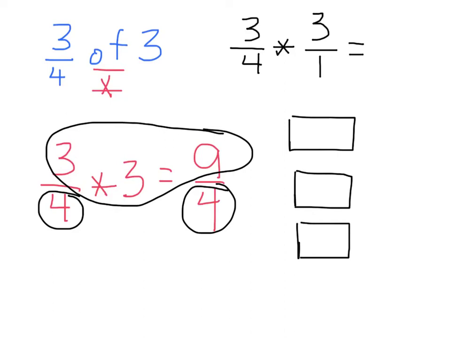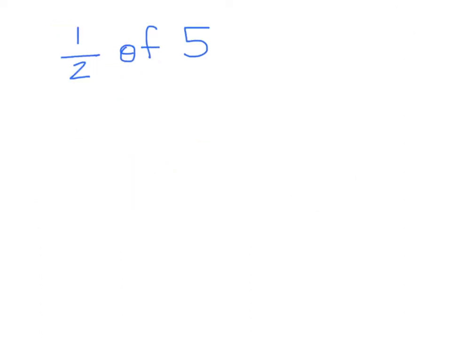So now we can multiply the numerators. 3 times 3 is 9. 4 times 1 is 4. Now I want you to try this with 1/2 of 5. I want you to do 2 things. I want you to pause the video and draw a model of 1/2 of 5. And then I want you to write it out mathematically how I just showed you. Pause the video now, and then when you unpause, you'll see what I did with this one.